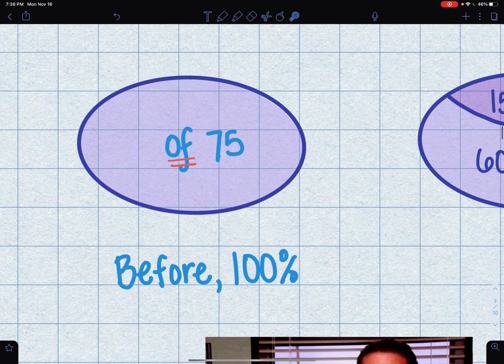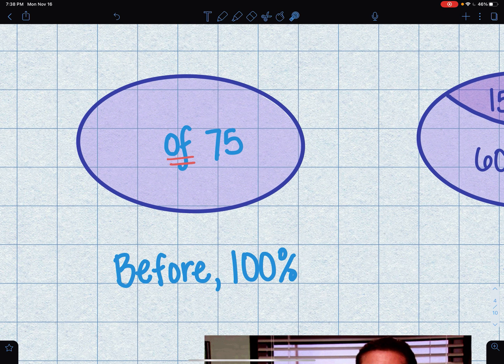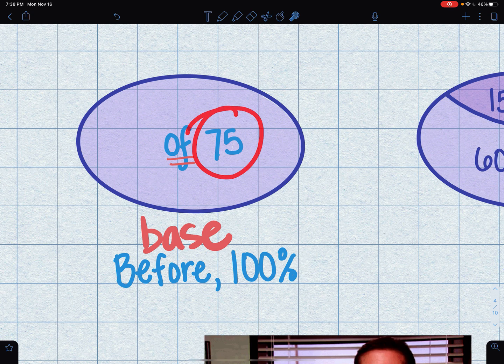This is how you do the diagram. The first circle is going to be your base. If you had to pay 100% of the money, or if you got 100% of the test, what is the 100% number? And in this situation, that was what we were solving for, so it's going to be 75.